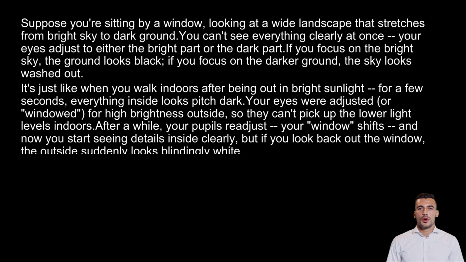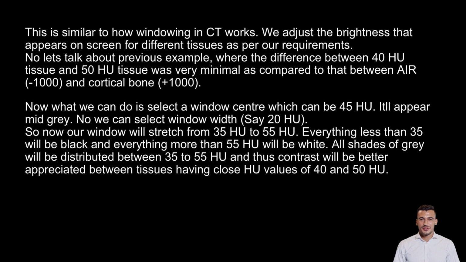It's just like when you walk indoors after being out in bright sunlight. For a few seconds, everything inside looks pitch dark. Your eyes were adjusted or windowed for high brightness outside, so they can't pick up the lower light levels indoors. After a while, your pupils readjust. Your window shifts, and now you start seeing details inside clearly, but if you look back out the window, the outside suddenly looks blindingly white. This is similar to how windowing in CT works. We adjust the brightness that appears on screen for different tissues as per our requirements.